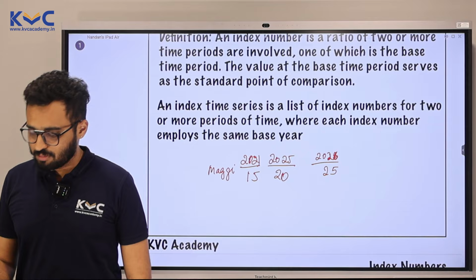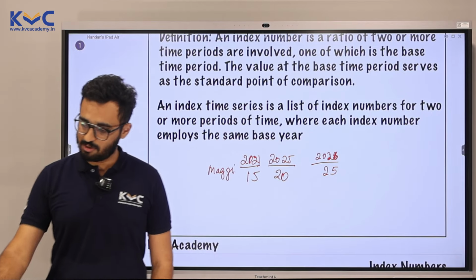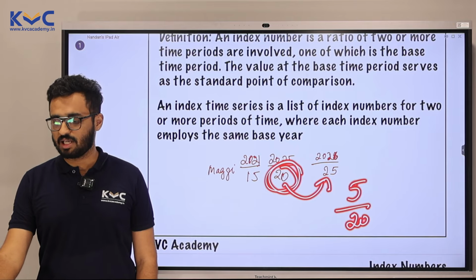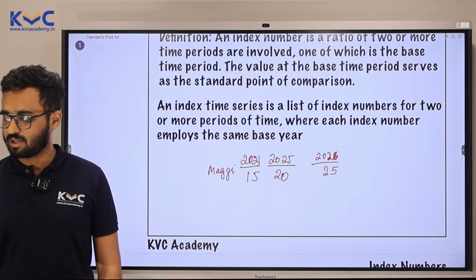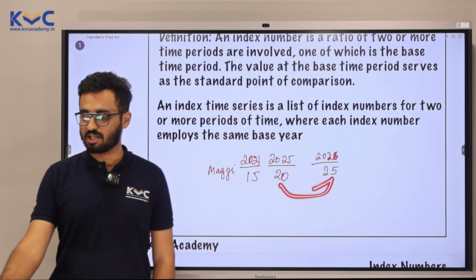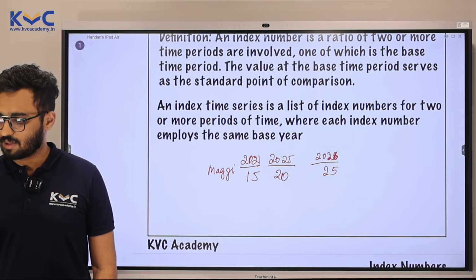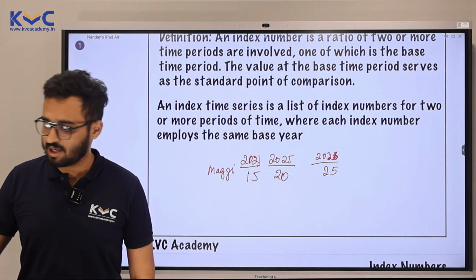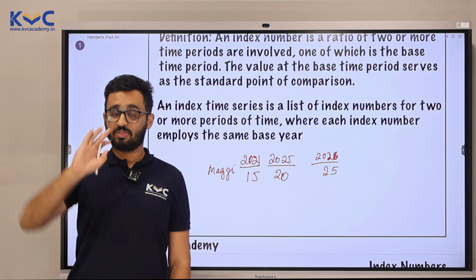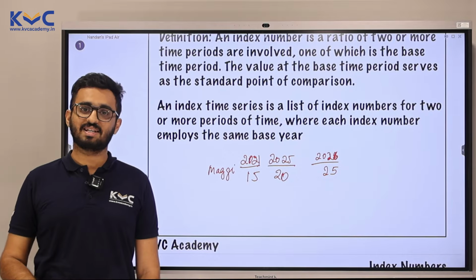So you would say there was a 33.33% increase in the price, correct? And if I ask you from 2025 to 2026 how much was the increase, you would say, sir, it was 20, it got increased by 5 rupees, so 5 by 20, which is 25%. So you would say there was an increase of 25% in the value. So 20 multiplied by 25% gives 5. So 20 plus 5, now it has become 25, right?